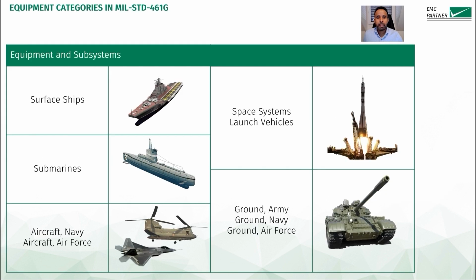Here you see the main product categories and platforms covered by the MIL standard 461G. There are 5 main categories. We have surface ships, submarines, aircraft, including Navy aircraft and Air Force. We have space systems and launch vehicles, and we have also ground equipment and platforms, including Navy, Army, and Air Force.